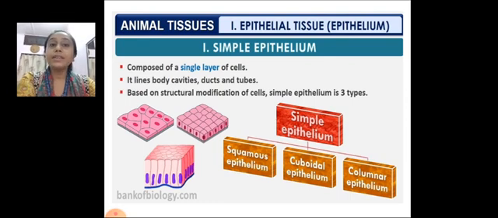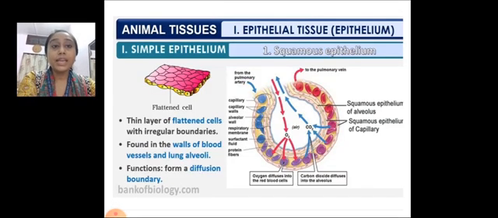The simple epithelium is composed of only one layer of cells, and based on their shape and structure, they were divided into three more types: squamous epithelium, cuboidal epithelium, and columnar epithelium. See, the squamous epithelium are flat cells. These are squished cells. The layer of squamous epithelium is very thin. We studied that, is it not? And that's why they are present in the parts of the human body where diffusion is needed. This is a diffusion boundary.